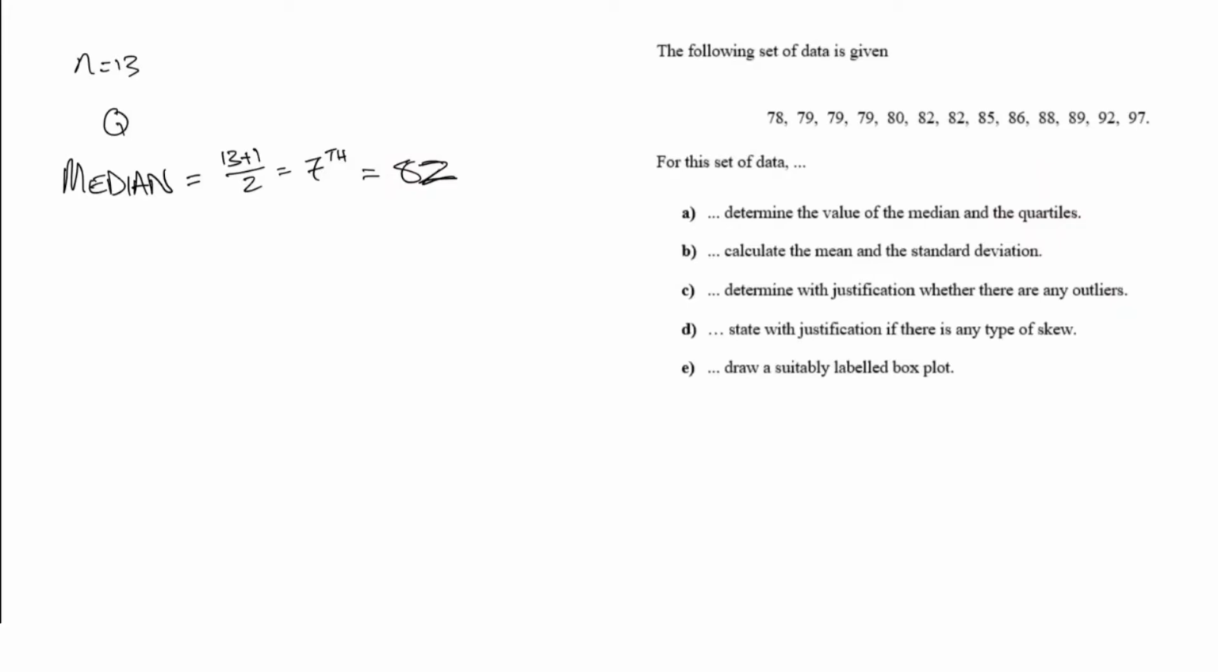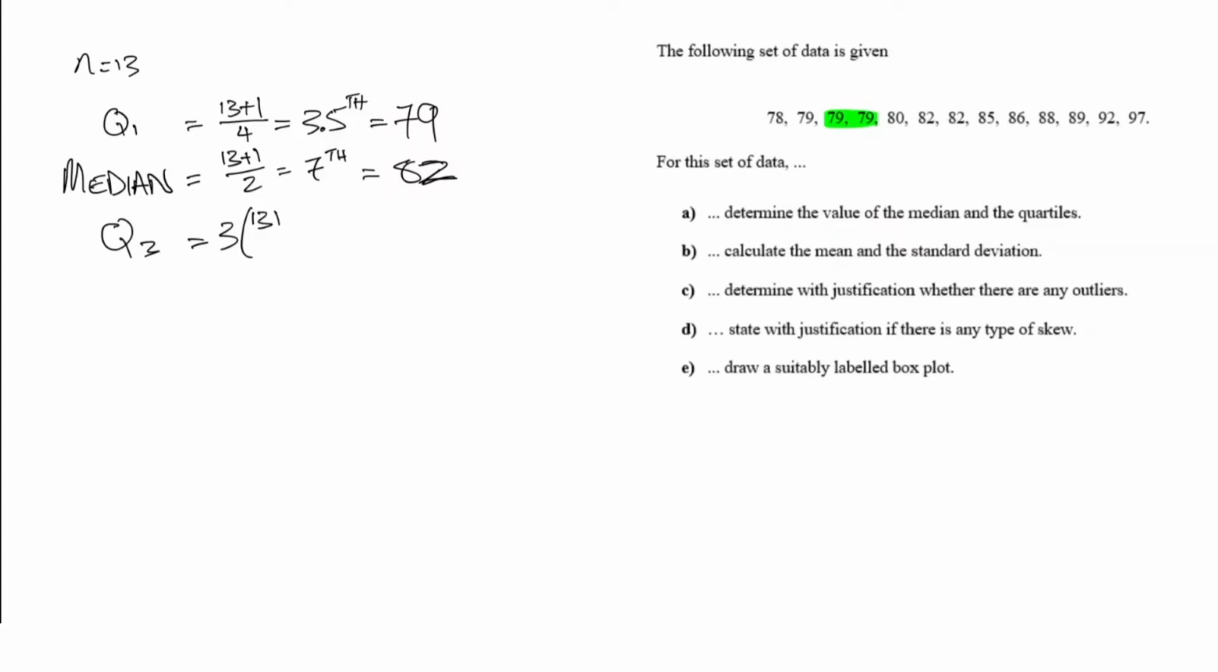For the lower quartile, I'll just do this above, so I've got my numbers in order. 13 plus 1 divided by 4. It's the 3.5th piece of data. That means I'm looking in between the 3rd and the 4th piece of data. Since they're both 79s, that means the lower quartile is 79.